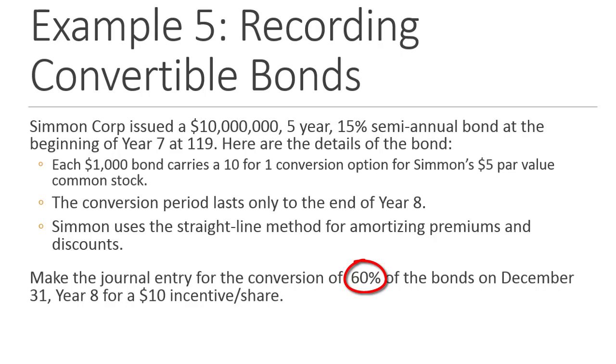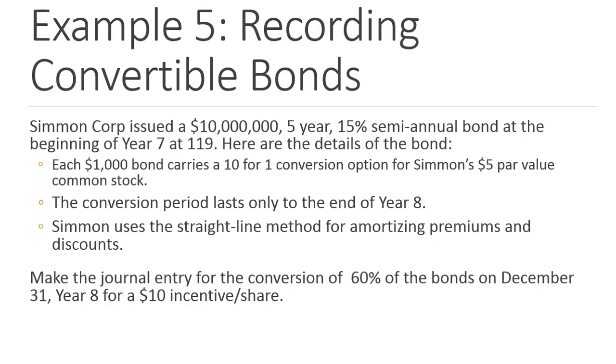So we want to make the journal entry to convert 60% of this $10 million bond on the last day of year 8. And we're going to offer a $10 incentive per share. So not per bond, but per share of stock to get them to convert. And keep in mind when you're looking at conversion incentives, you can structure that any way you want to. We could do it per bond. We could do it on a specific day. We can do it by shares of stock. We can just give them a specific amount. Hey, if you convert, you get X. We can do anything we want to try to encourage them to convert.